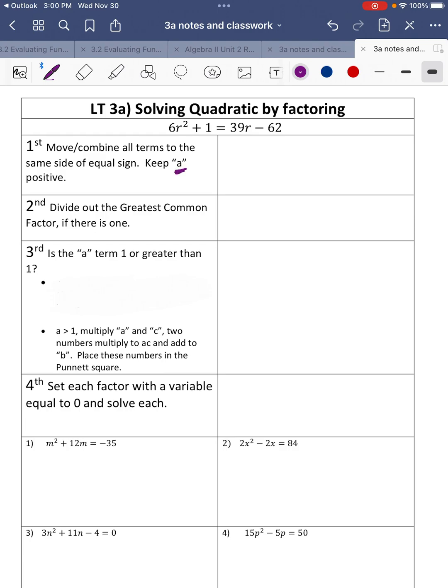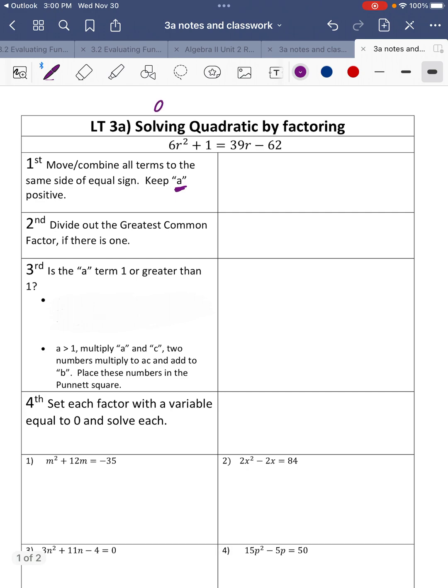Now I should probably talk about a. In a quadratic, the standard form is ax squared plus bx plus c, and that is going to equal 0. A, b, and c are always numbers. They're never letters, they're never variables.